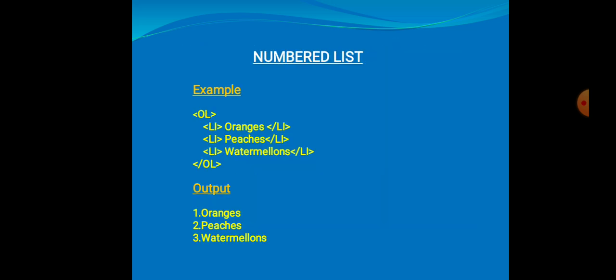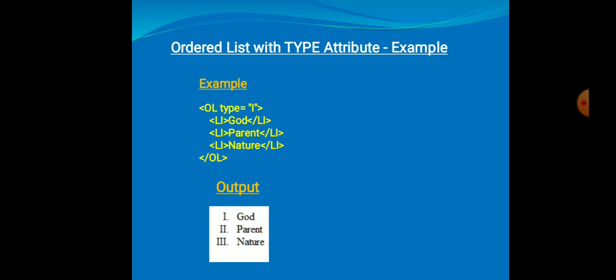Okay students, next, ordered list with type attribute. Here I have used an ordered list without the type attribute, only OL. But here I am mentioning the ordered list with the type attribute. I am specifying capital I. That means I am specifying that the list items have to be displayed with Roman numerals. Can you see the output? 1, 2 and 3 are displayed in Roman numerals along with the list items.